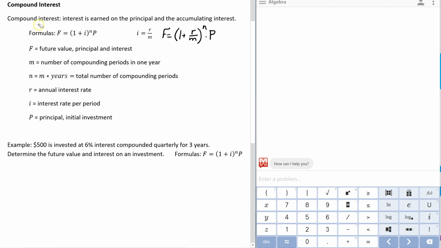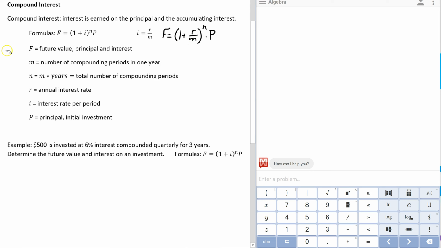Compound interest. Compound interest is the interest earned on the principal and also the accumulating interest from before. The formula for the future value of a compounding interest account is the quantity 1 plus I to the n power multiplied with P. That I is a formula of its own, which is I equals R over M. I prefer to blend these two formulas and replace the letter I in the quantity with R over M.